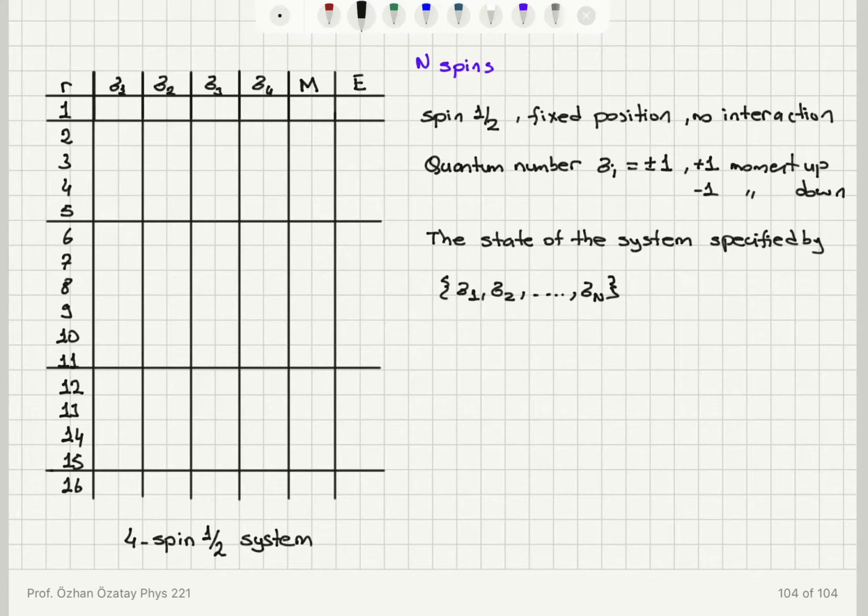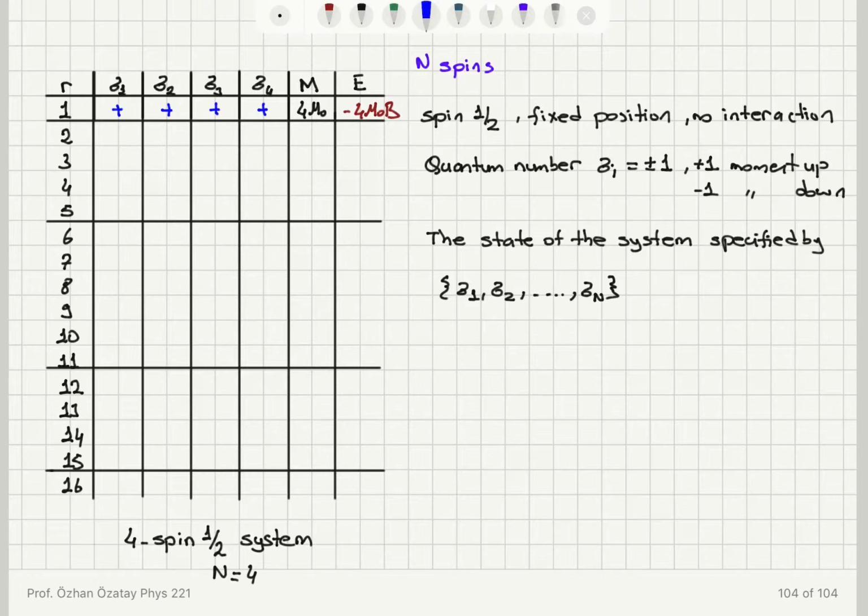Now, let's look at a concrete case for N equals 4. So I have a 4 spin 1/2 system. So let's think about the value of sigma. Instead of using plus or minus 1, I will just use a plus or minus to represent the value of sigma. So if sigma 1 is plus, sigma 2 is plus, sigma 3 is plus, and sigma 4 is plus, when I add them up, I will get a total magnetic moment of 4 mu 0. Since they're all pointing up and parallel to the external magnetic field, the corresponding energy will be minus 4 mu 0 B.